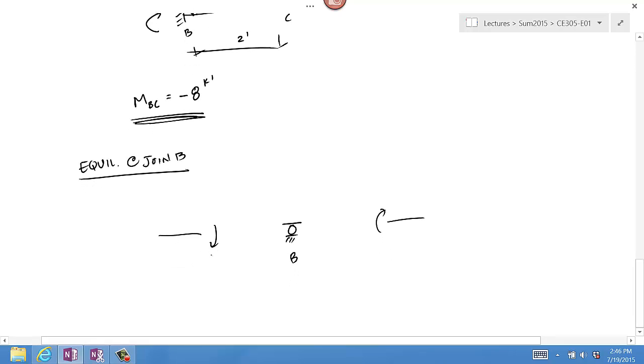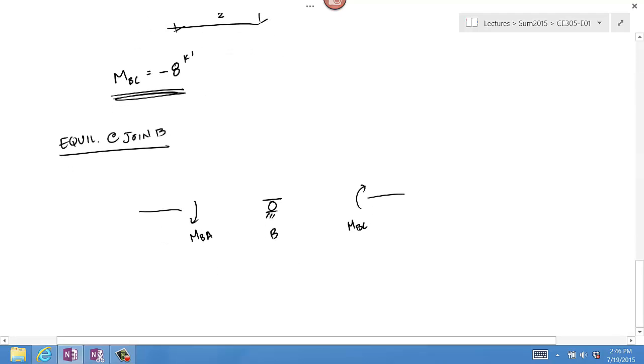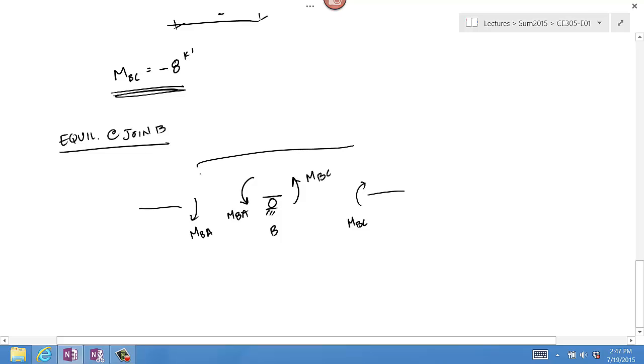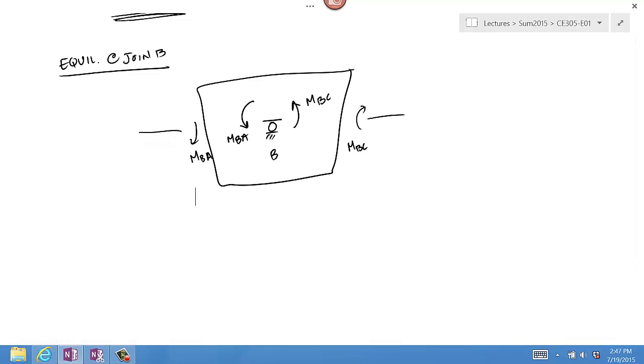So this is MBA here, and this is MBC. Remember that the convention is clockwise on the member ends, so then it's counterclockwise on the joint. So this would be MBA, and then this is MBC. This is the free body diagram that we're looking at, the one that I've enclosed in a box.